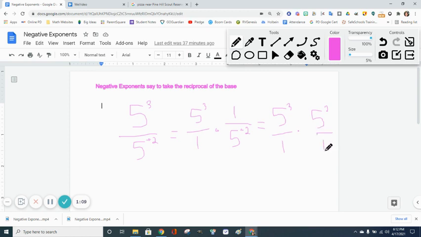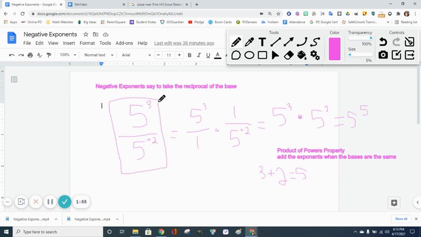Well, now both of my terms are fractions over 1. I can get rid of the denominators because that's redundant. I'm just left with two whole number terms, 5 to the third power times 5 to the second power. The product of powers property says to add the exponents when the bases are the same. So I'm going to add my exponents. 3 plus 2, that equals 5. So this simplifies to 5 to the 5th power.